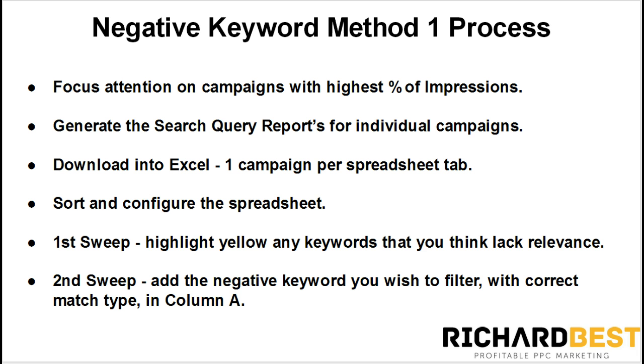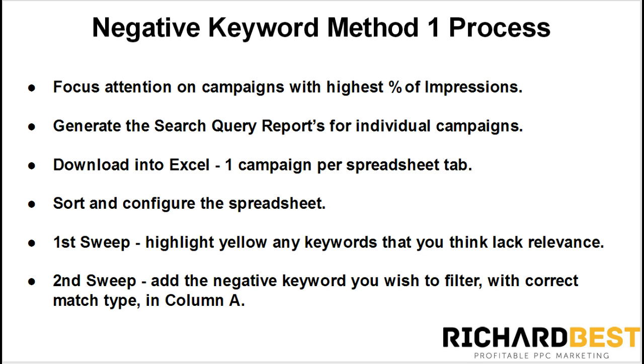So we start then by generating the search query reports for each individual campaign. We don't follow the process of downloading a search query report for all the keywords within an account in one go. I do not recommend doing it in that way. It's certainly better to do it on a campaign by campaign basis. So we download the data into Excel, one campaign per spreadsheet tab.